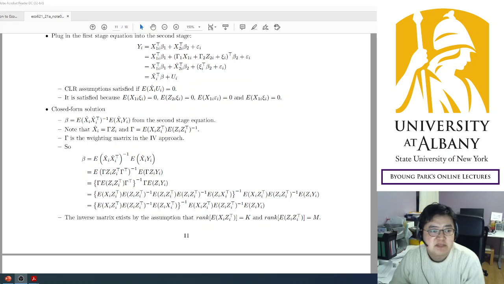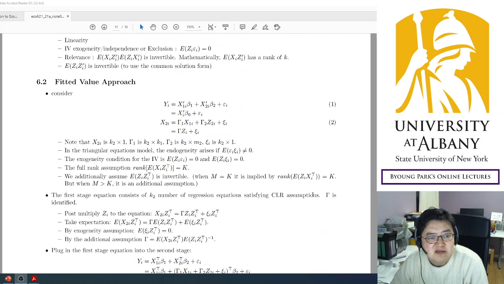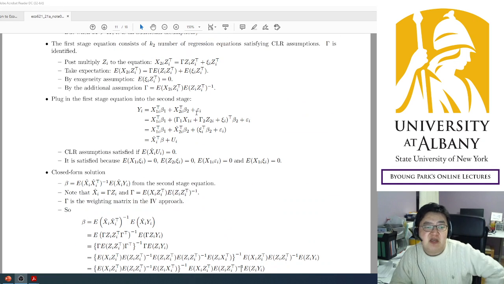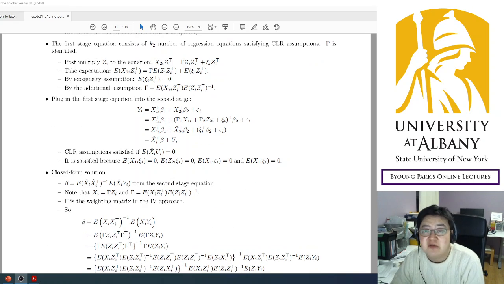Hello, I have explained the fitted value approach in a general setup, and compared with the first approach, the IV approach, the fitted value approach is more intuitive in the sense that it shows how the effect is transmitted from Z, the instrument, to X2, and then from X2 to Y. So, for example, we can study the rank condition in the fitted value approach in a more intuitive way.